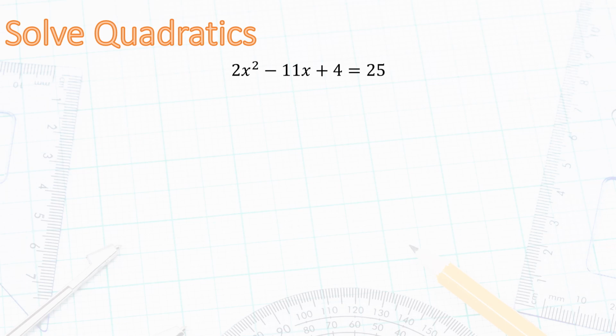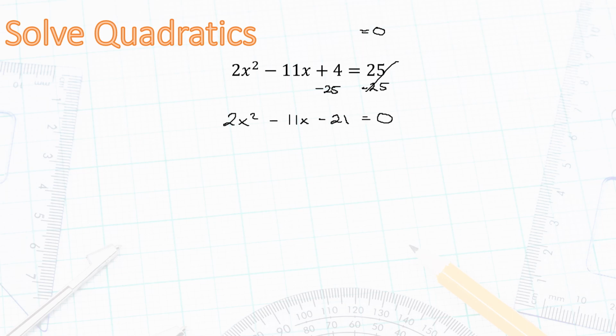If the quadratic is not equal to 0 already, it needs to be. So you can't move forward with factoring until it is equal to 0. So what we're going to do is subtract 25 from both sides. And it'll cancel on the right to leave us with 0. So we'll have 2x squared minus 11x minus 21 is equal to 0.